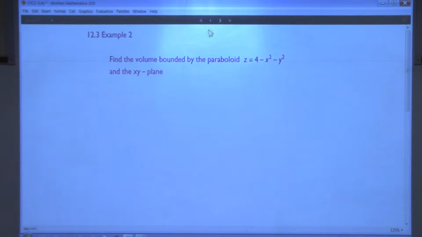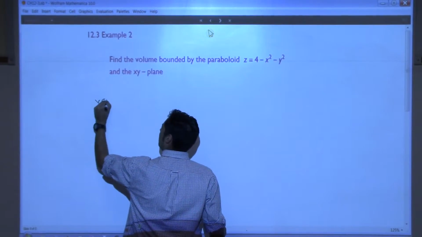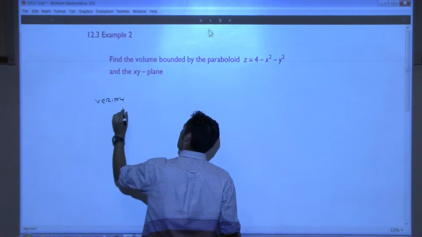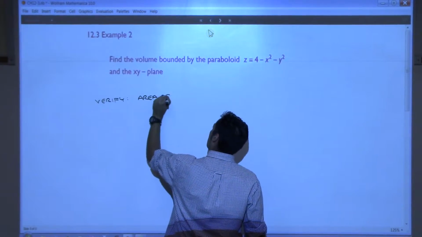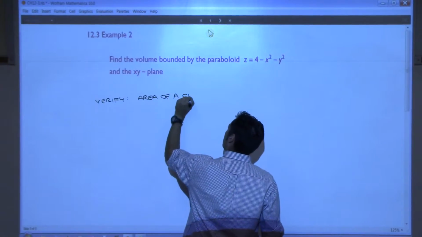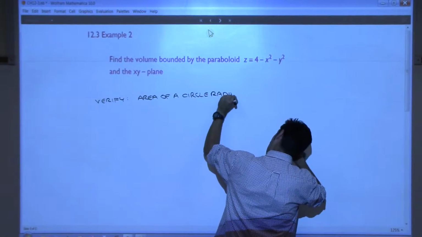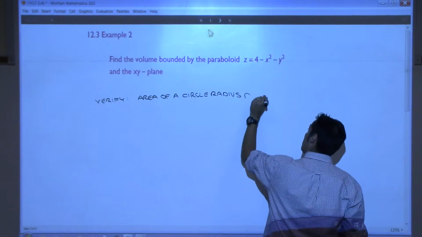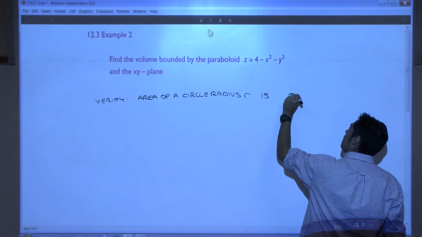Okay, I'm going to leave this problem on the board, but I'd like for us to do a pretty amazing problem. I think this is a great problem. We'll see. Verify that the area of a circle of radius r is pi r squared.